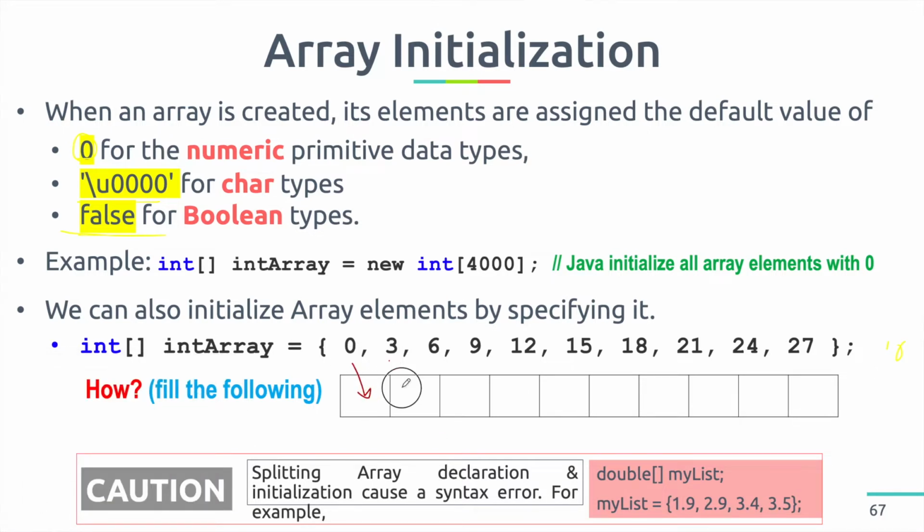And the way that we fill them is each one of them will have its own location, and the indices start from 0 until 9. But we have to be careful. We can't write it this way by writing double and then square brackets my list and then initializing it this way. The initialization part must be at the beginning.